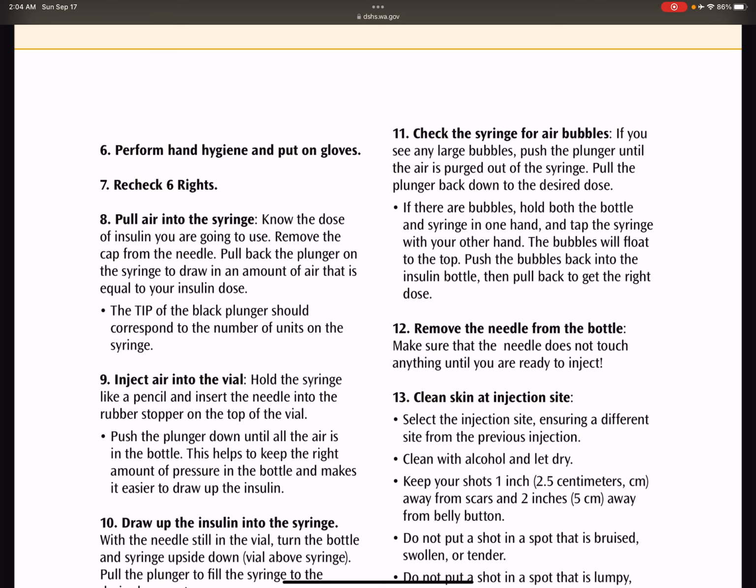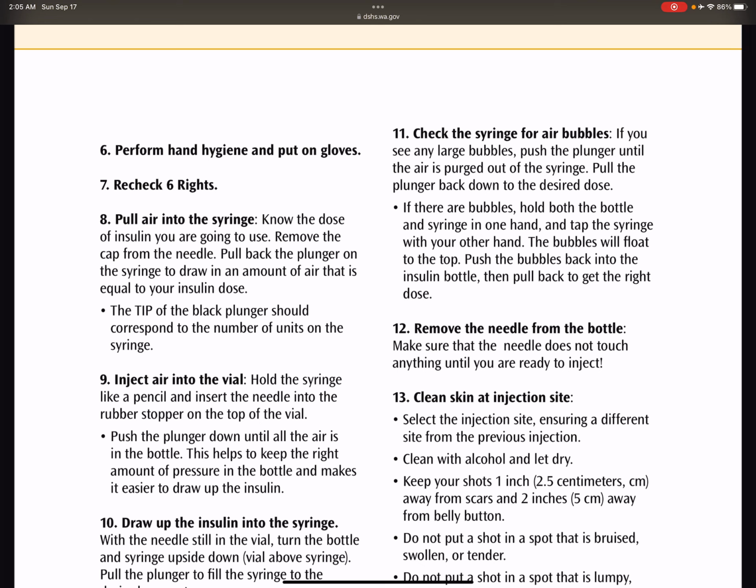Hold the syringe like a pencil and insert the needle into the rubber stopper on top of the vial. Push the plunger down until all the air is in the bottle. This helps keep the right amount of pressure in the bottle and makes it easier to draw up the insulin later. After you do that, the 10th step is to draw up the insulin into the syringe.